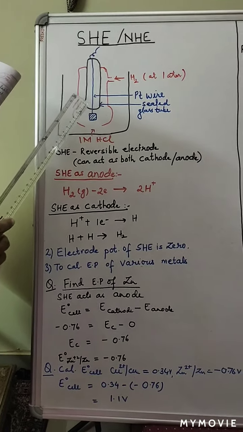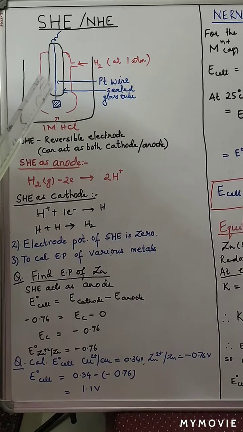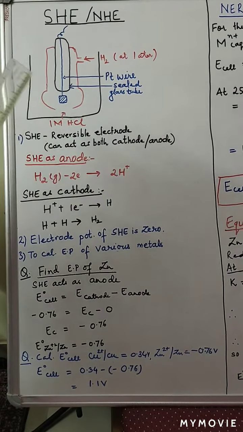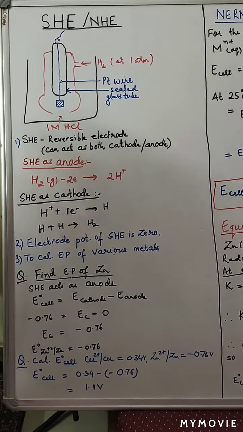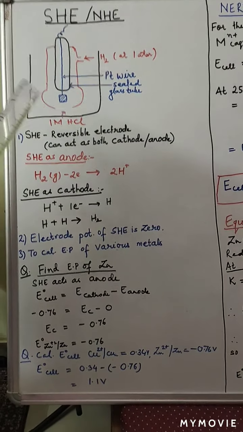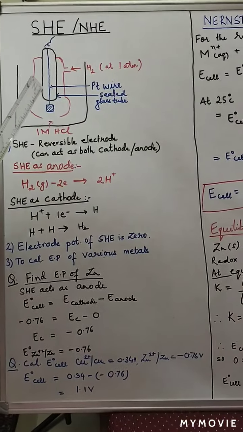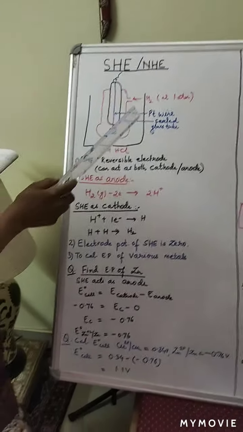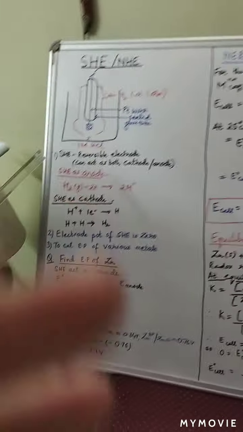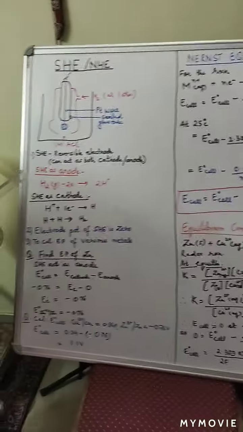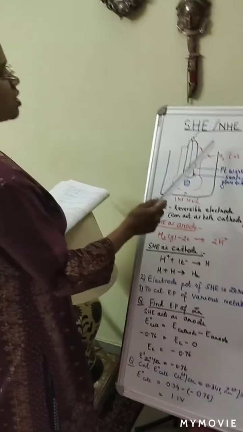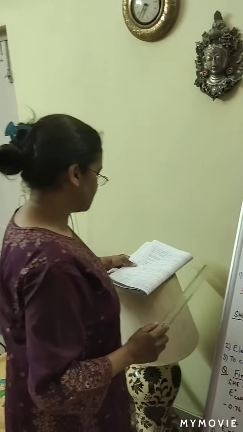Basically, there are two types of electrode potential which can develop. One is oxidation potential, which is the tendency to lose electrons, and second is the reduction potential, that is the tendency to gain electrons. Electrode potential depends upon nature of metals and its ions, concentration of ions in solution, and temperature. So now we will start about standard hydrogen electrode or normal hydrogen electrode.